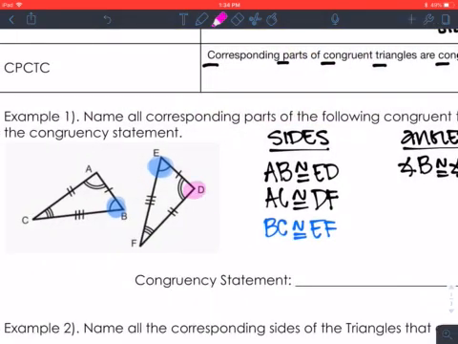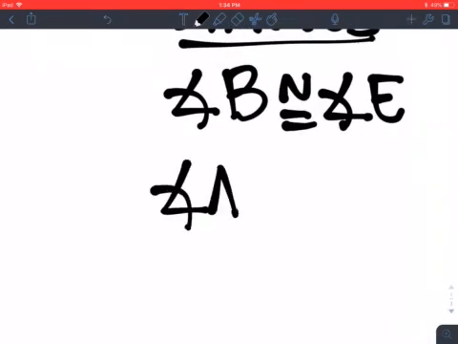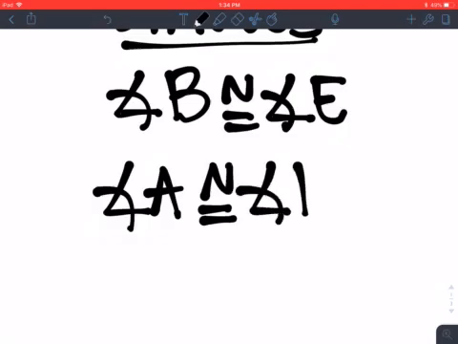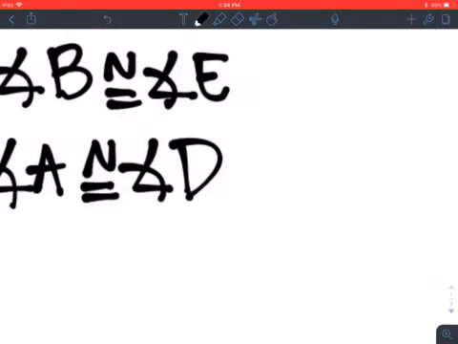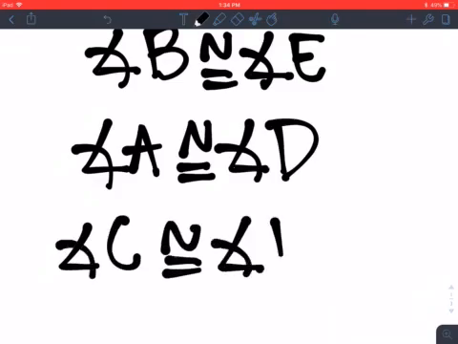Next one, I look for angle D. Angle A and angle D have the two swoops. So I know that angle A is congruent to angle D. And then the last one I have, I have C with the three swoops, and F with the three swoops. So I know that angle C is congruent to angle F.